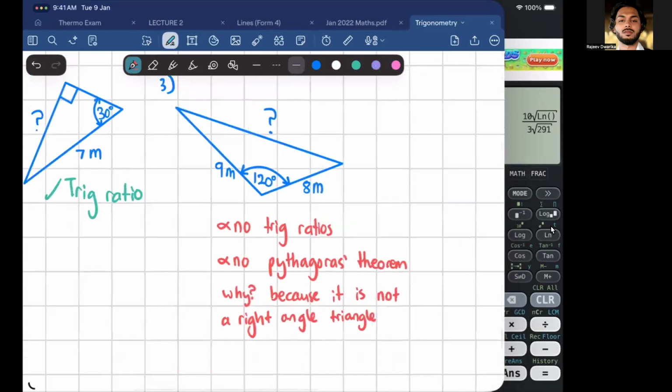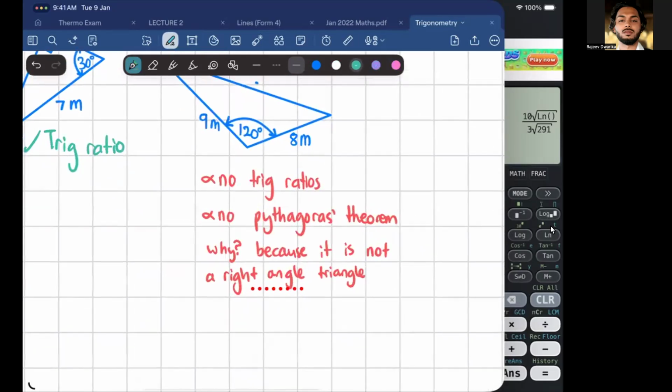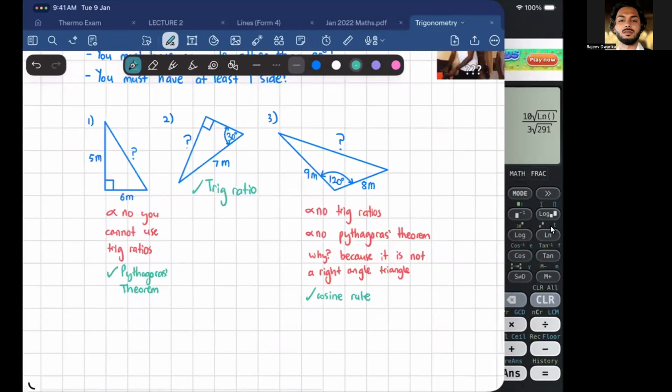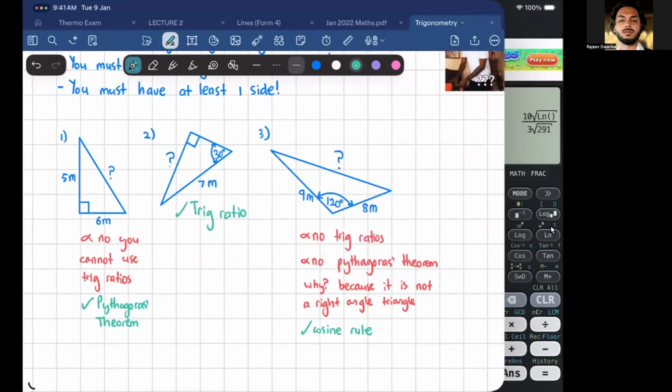However, you could use the cosine rule, right? You could use the cosine rule. And we will learn about that when we look at triangles that are not 90 degrees, right? But Priscilla, you okay with this so far?